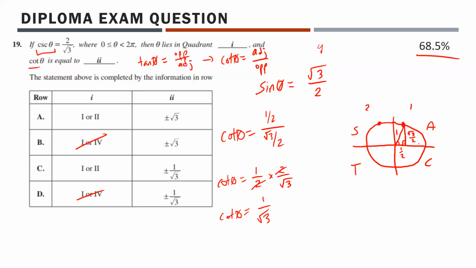And that's just in quadrant 1. If you did it in quadrant 2, the only difference would be your 1/2 would be negative. So it's either this or cotangent theta is negative 1 over root 3. Well, that actually takes care of our answer here, because in row C, you can see that cotangent theta is plus or minus 1 over root 3. So the answer here must be C.